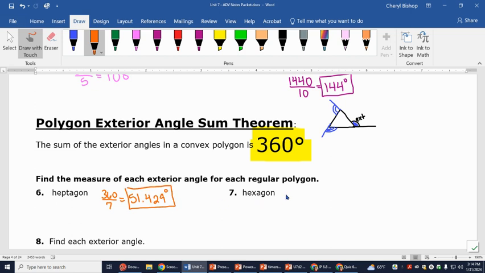Okay, my hexagon, again, it doesn't matter how many sides, they're always 360. I know I'm going to divide it by 6 angles, 6 exterior angles. So that's going to become 60 degrees.